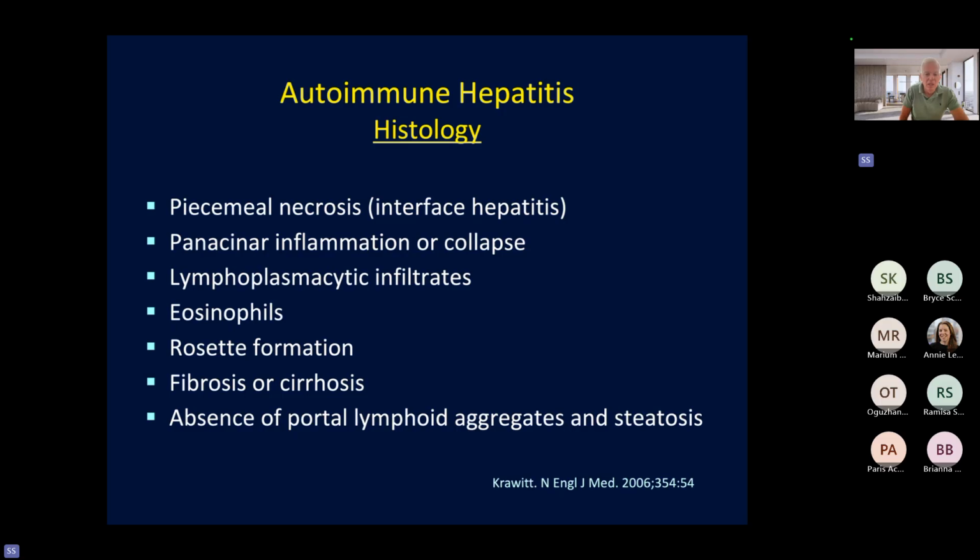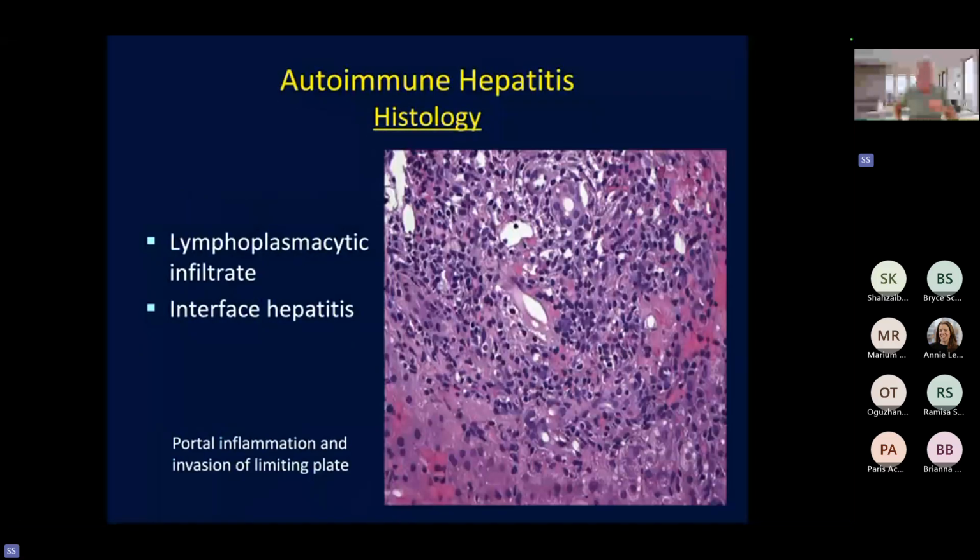And steatosis tends to be absent in these patients, as do portal lymphoid aggregates. So when you see steatosis, one starts to wonder, could this be another disease altogether? Because steatosis is not a characteristic finding in most patients histopathologically with AIH.